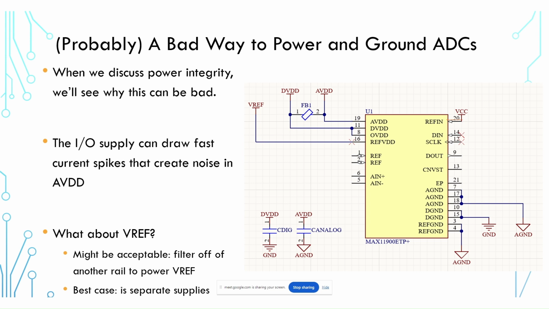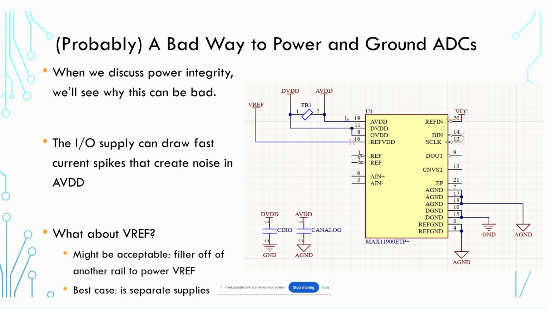So what's another way to look at this? Whenever we discuss power integrity, we'll see why this type of connection that we see on the right-hand side could be very bad. Now, in this example with this Maxim Integrated ADC, we have a few different power inputs and a few different grounds. We have a digital ground, an analog ground, and then a digital power supply and an analog power supply.